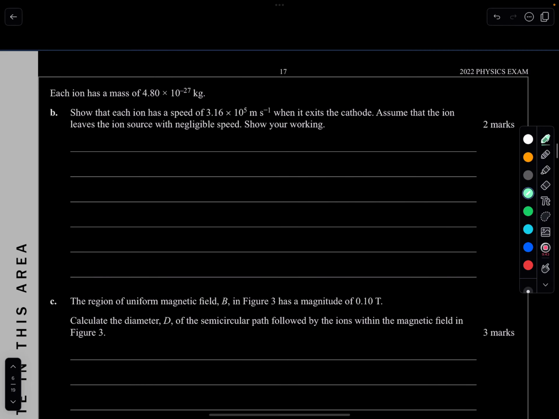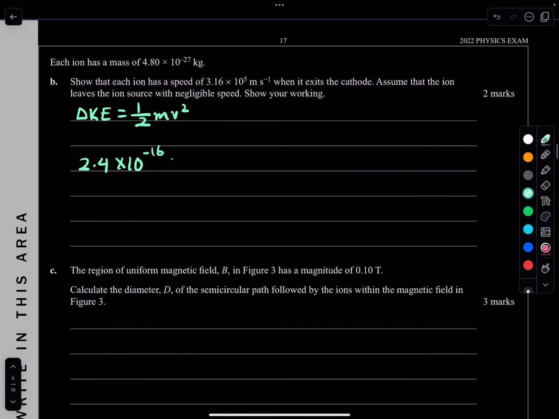Done. Each ion has a mass of 4.8 times 10 to the negative 27 kilograms. Show that each ion has a speed of this when it exits the cathode. Assume that the ion leaves the ion source with a negligible speed. Show working out. Beautiful. So we know our change in kinetic energy, which we just calculated, is equal to half mv squared, your actual kinetic energy formula. We calculated your change in kinetic energy to be 2.4 times 10 to the power of negative 16. Did I write it right? Yep. And that's going to be equal to half times our mass, 4.80 times 10 to the power of negative 27, times velocity squared.